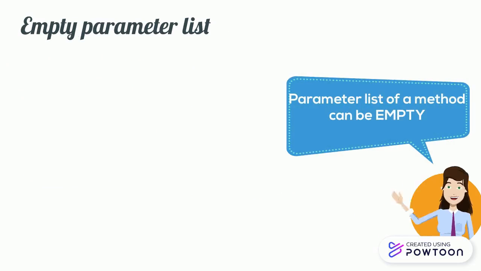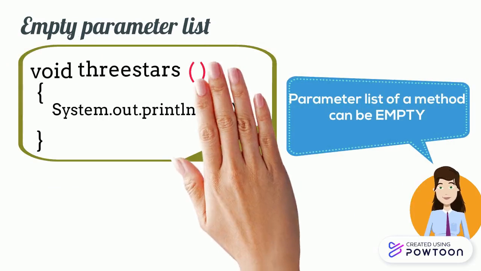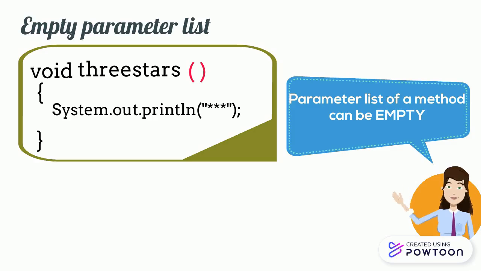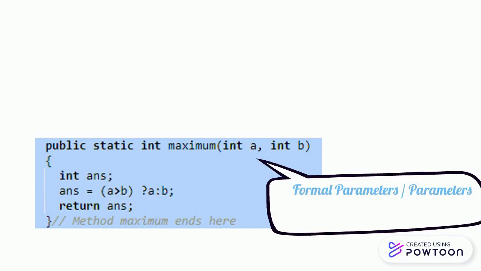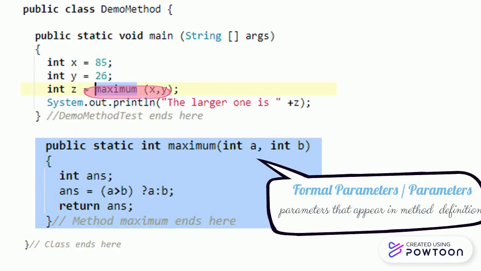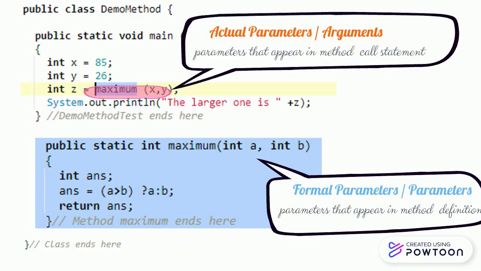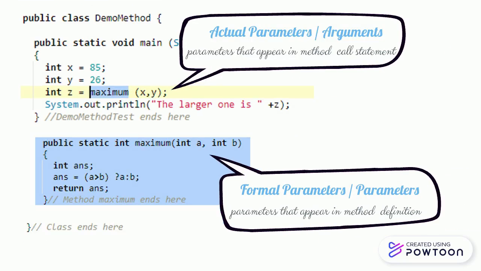We had mentioned that the parameter list of a function can be empty. This is an example of an empty parameter list. Parameters that appear in the method definition are called formal parameters, whereas the parameters that appear in the method call statement are called actual parameters. Actual parameters are called so because they determine the actual values that are sent to the method. They are also called arguments, and the formal parameters are also called parameters.